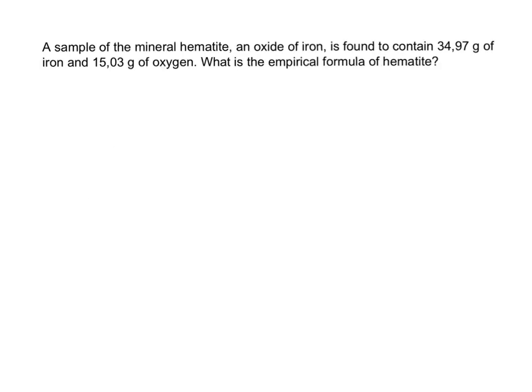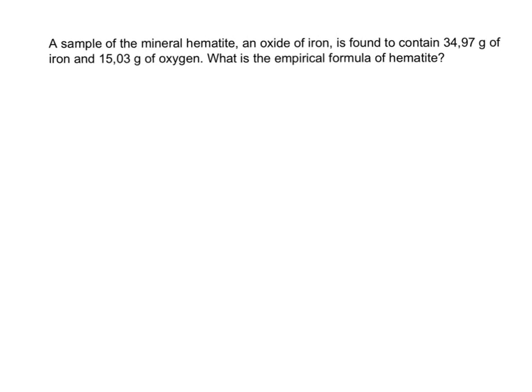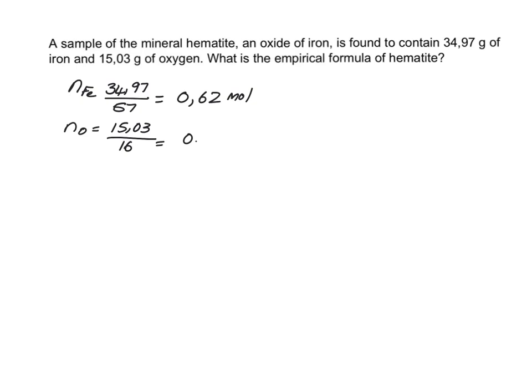In this example, you've already been given the masses, so let's go right into it and find the number of moles of each. So the number of moles of iron is 34.97 divided by 56 equals 0.62 mole, and the number of moles of oxygen equals 15.03 divided by 16, and we get 0.94. So that's always our first step, is finding the number of moles.